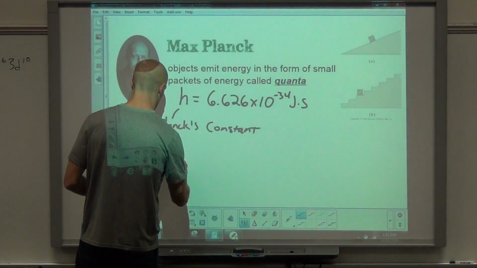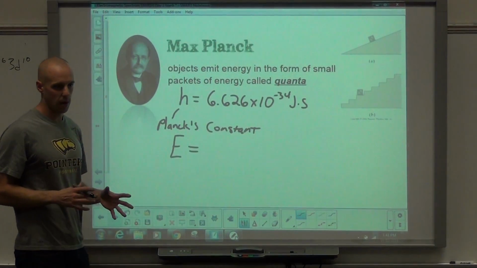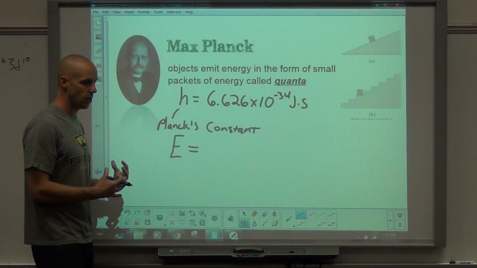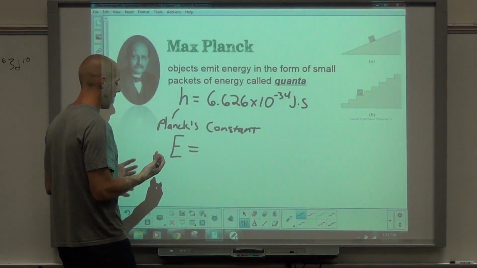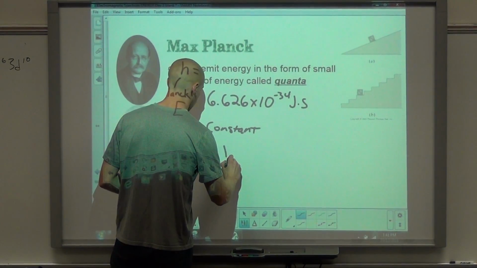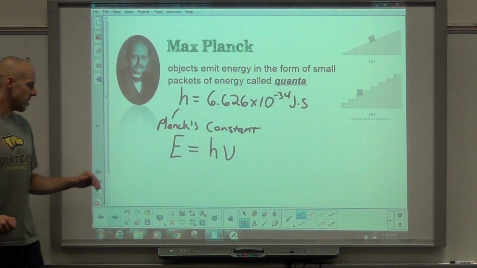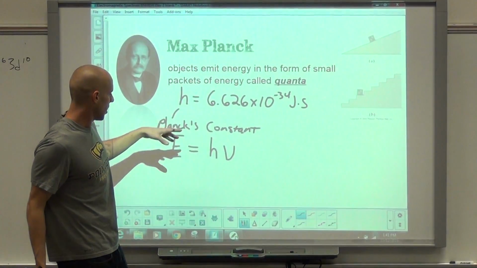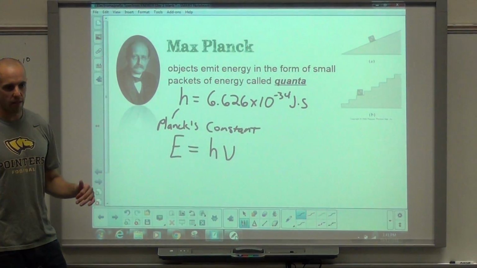So we're going to write down E equals, this is his formula for energy. Now we're able to figure out how much energy electromagnetic radiation is giving off. Energy is going to equal Planck's constant times the frequency. So he found out that the energy that electromagnetic radiation gives off is directly proportional to the frequency of that radiation.